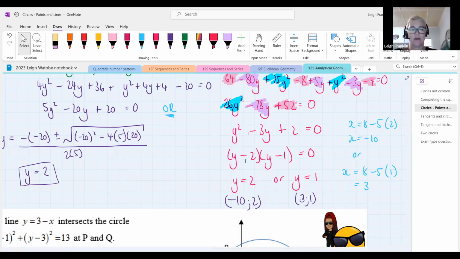Okay, let's just double check. I don't think I've done anything wrong here, but I do make mistakes. So let's just double check. We're going to say 26 times 2 squared, minus 78 times 2. Then don't forget we've got to have plus 52 on the end. Plus 52. That should give us, I'm getting an answer of 0.